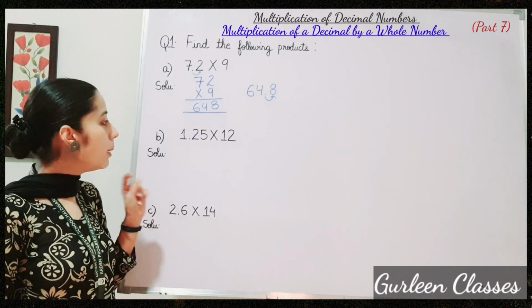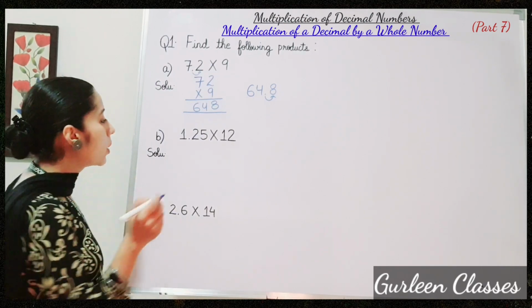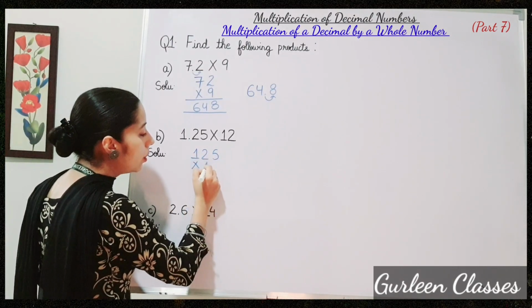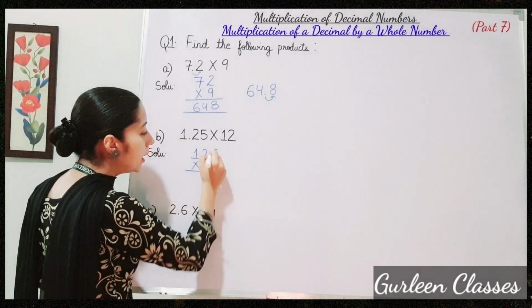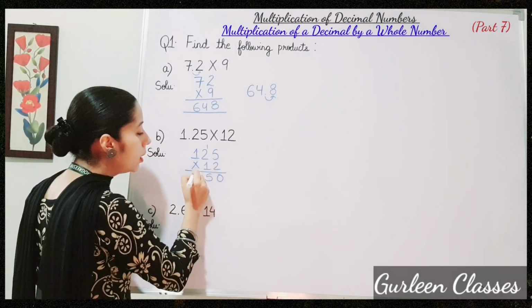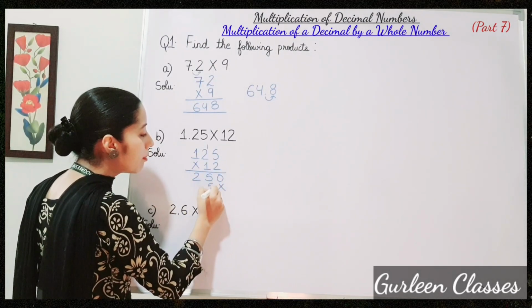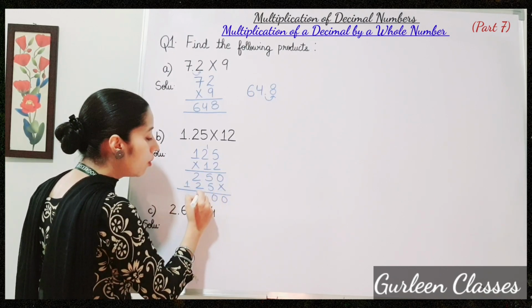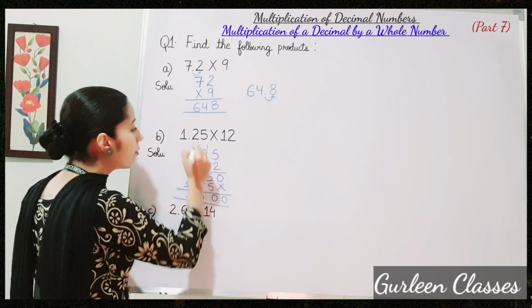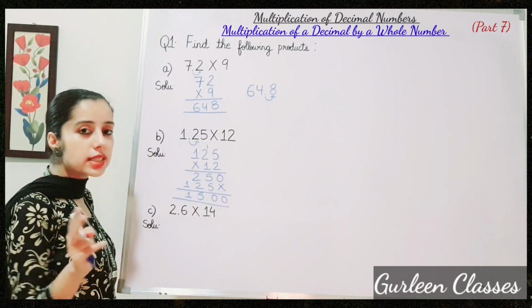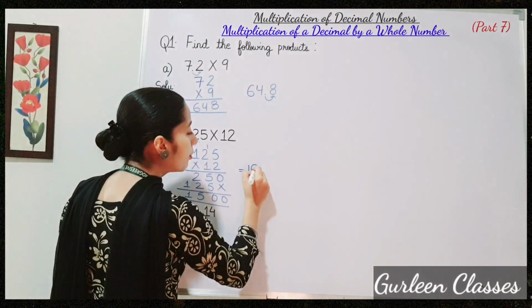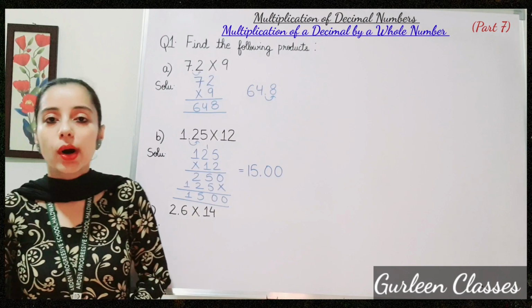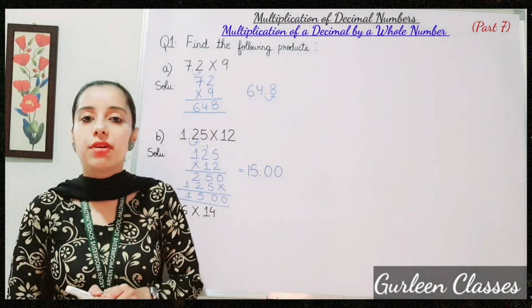B: 1.25 into 12. Ignore the decimal point. 125 into 12. 2 5s are 10, 2 2s are 4, 1. 2 1s are 2. 1 5s are 5, 1 2s are 2, 1 1s are 1. 0, 0, 5, 1. So after the decimal point you have two digits. So in your answer after the decimal point there should be two digits. So your answer is 15.00, or you can say 15.